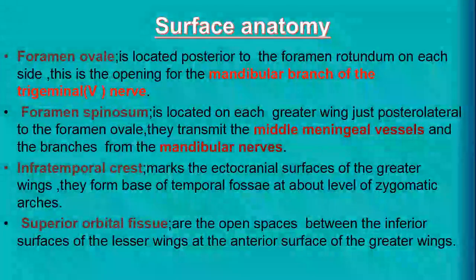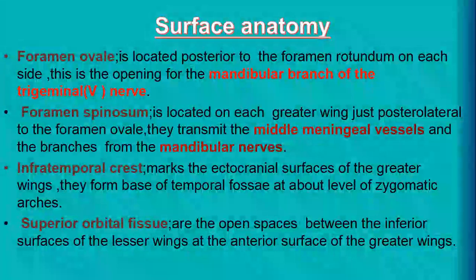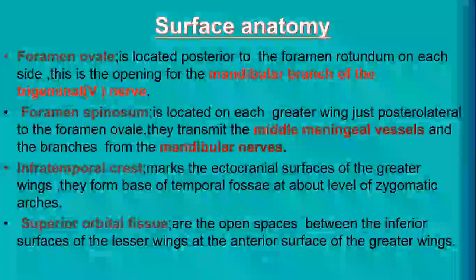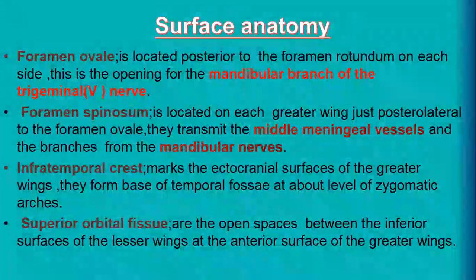Foramen ovale. Remember, we've been seeing this from time to time. It's located posterior to the foramen rotundum on each side. This is the opening for the mandibular branch of the trigeminal nerve. Foramen spinosum is located on each greater wing just posterolateral to the foramen ovale, and it transmits the middle meningeal vessels and the branches from the mandibular nerve.